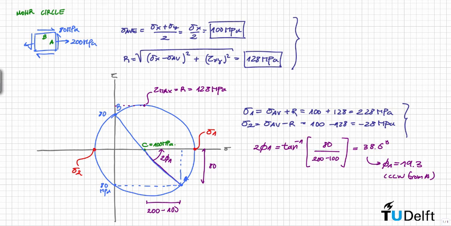And of course, the orientation of this second plane with respect to A is 2 times phi 2, which is equal to 2 times phi 1 plus 180 degrees. So from here we obtain that phi 2 is equal to 109.3 degrees, again counterclockwise from A.